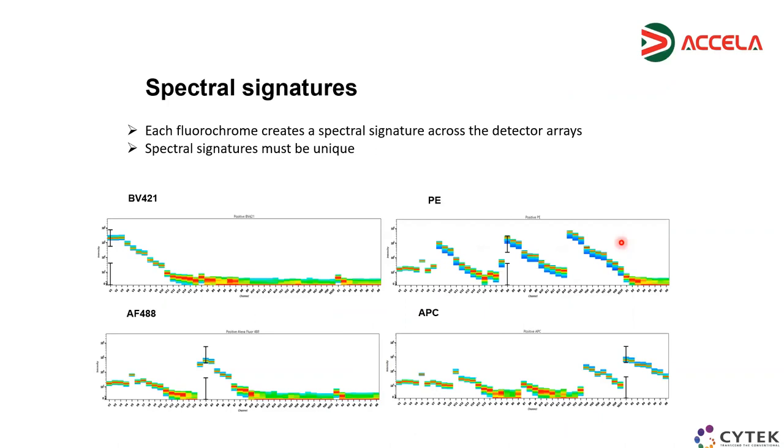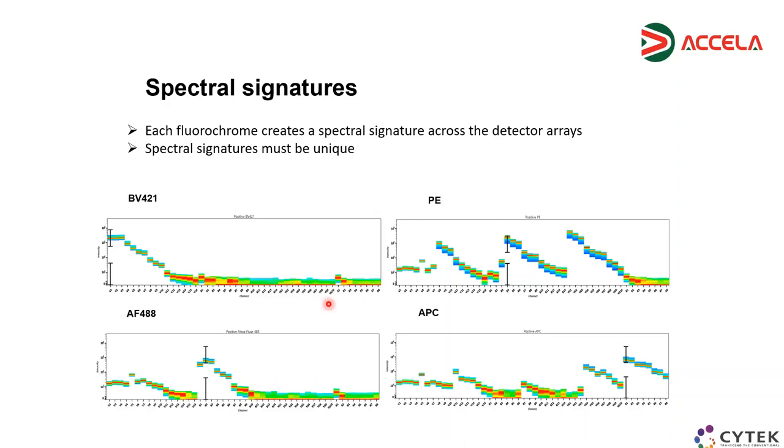And let's go into the spectral signatures. So the spectral signatures, as I mentioned previously, are something like the fingerprint of our instrument. So each fluorochrome shows a different spectral signature. We have optimized the spectral signature using our CD4 kit, a highly expressed marker, to be able to adjust the intensity from very weak to very bright signal.